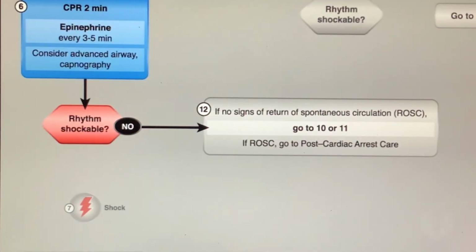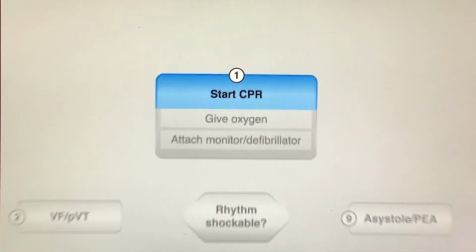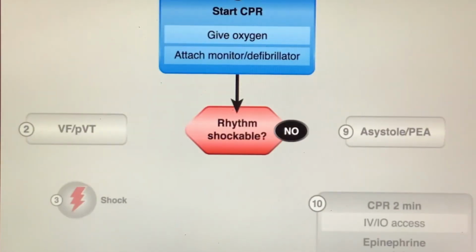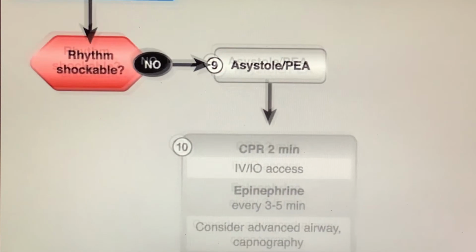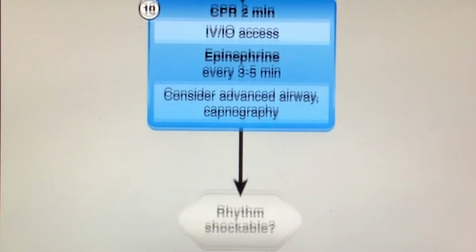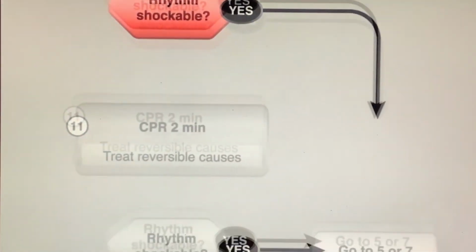If you encounter non-shockable rhythms at step 4 or 6 and there are no signs of ROSC, go to step 10 or 11 on the asystole PEA pathway. The asystole PEA pathway is the option when the patient has a non-shockable rhythm after initial CPR. Give 1 milligram of epinephrine without interrupting CPR, repeated every 3 to 5 minutes. If the rhythm after step 10 is shockable, go to step 5 or 7.